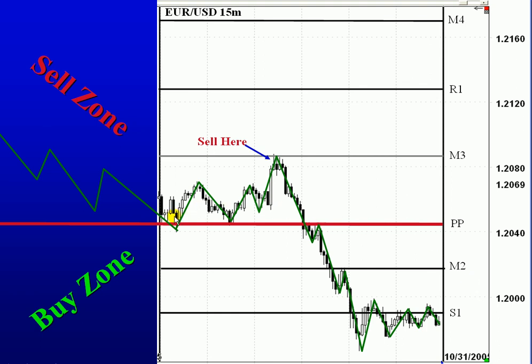Just want to show you a nice market characteristic here: how price found support at the central pivot, rallied, turned at M3. As it broke through the central pivot, it came back and tested the backside of support, now resistance. Price came down to M2, tested the backside of M2, and then continued down and consolidated through the close of the session.